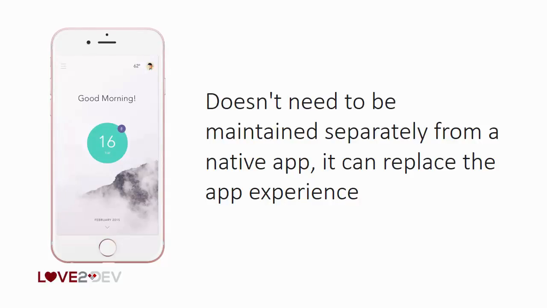Now, the great thing about a progressive web app is it doesn't need to be maintained separately from a native application. It can completely replace that application experience. In fact, that is what Twitter is in the process of doing. If you haven't heard, back in April of 2017, Twitter released a new progressive web app called Twitter Lite. And it is almost a one-for-one parity with their existing native application. And that's because the web has all the capabilities that Twitter needs to provide the Twitter experience.